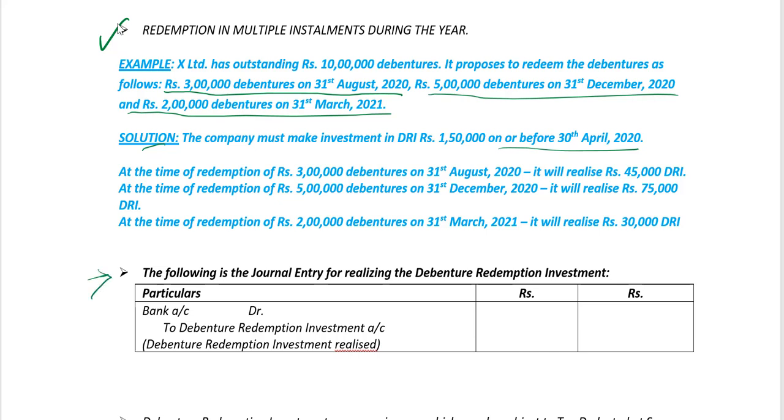Next, let's check out the journal entry for realizing the debenture redemption investment. The company receives cash, so the bank account will be debited, to debenture redemption investment account for the realization of debenture redemption investment.